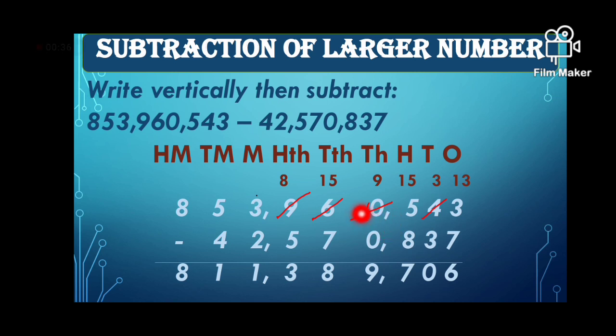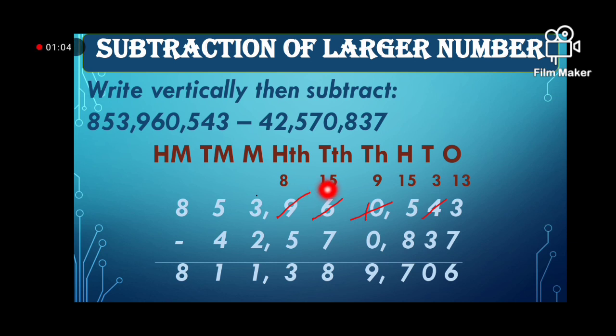We borrow from 0, but we can't borrow from 0. We have to borrow from 6. Then 6 becomes 5 and this 0 becomes 10. And 10, when we borrow 1 from 10, this 10 becomes 9. Then 15 minus 8 is equals to 7. 9 minus 0 is equals to 9.